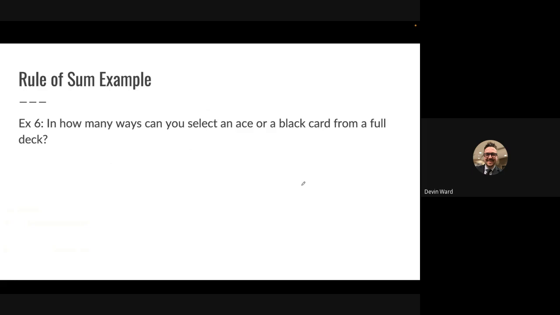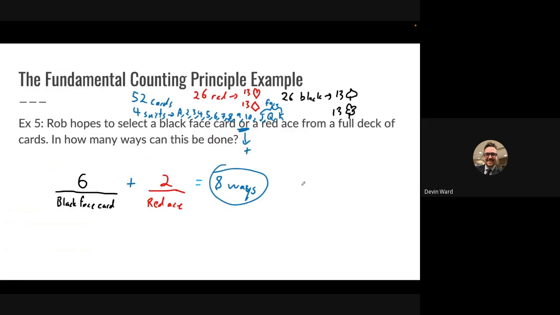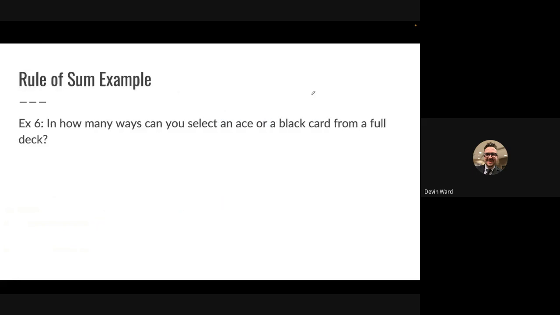So let's go back to here. How many ways can you select an ace or a black card from a full deck? Going back, again, 52 cards, 4 suits. All of them go from ace to 10, then jack, queen, king are face cards. And we have 26 red cards and 26 black cards.